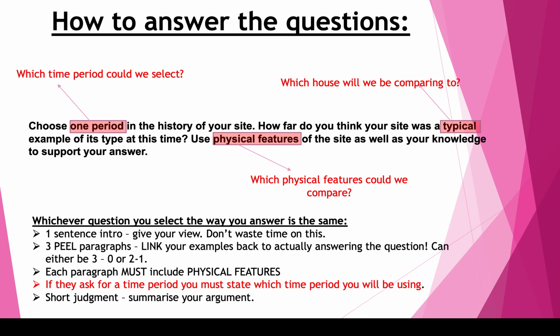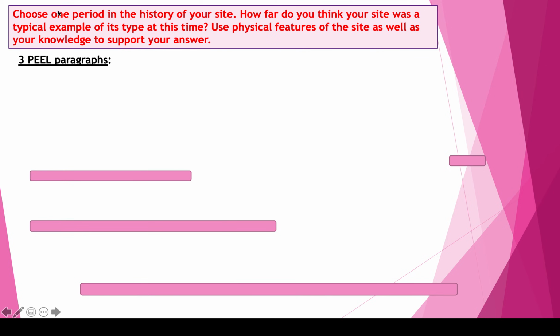Now, if we take that example question that I've stuck at the top here, let's remind ourselves of it. Choose one period in the history of your site. How far do you think your site was a typical example of its type at this time? Use physical features of the site as well as your own knowledge to support your answer.